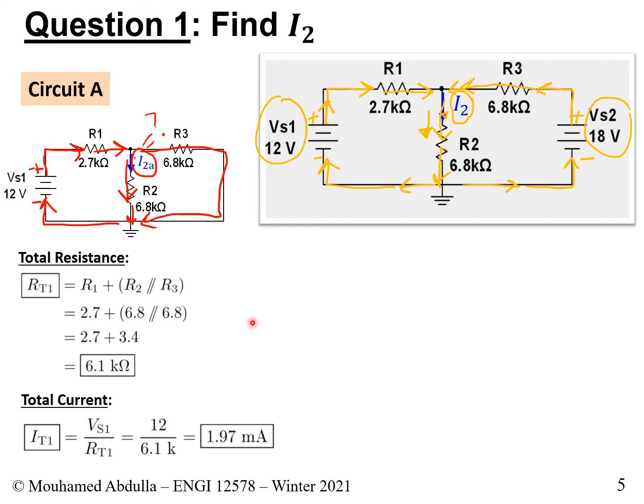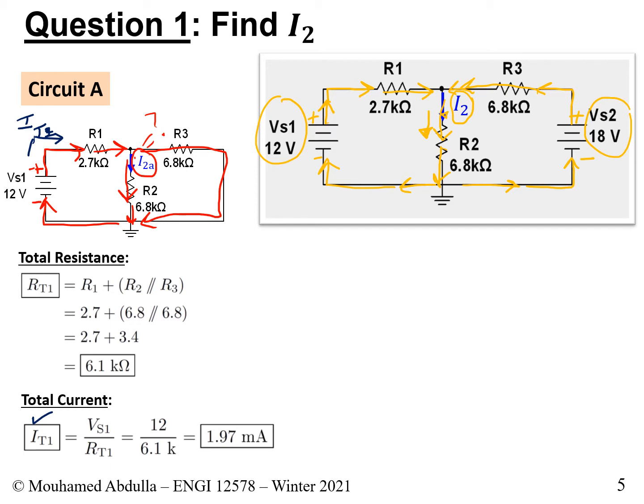The second thing that we could do is find the total current that leaves this circuit. In other words, the total current is really here, right? So this is our total current. It leaves this source. So let's call it ITA, or IT1 rather, sorry, or ITA if you will. This is what IT1 is, the total current of circuit A.